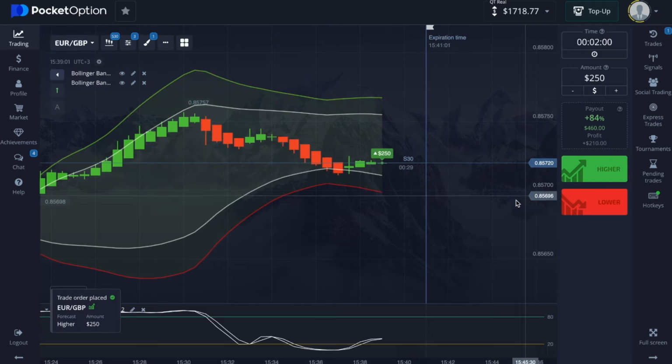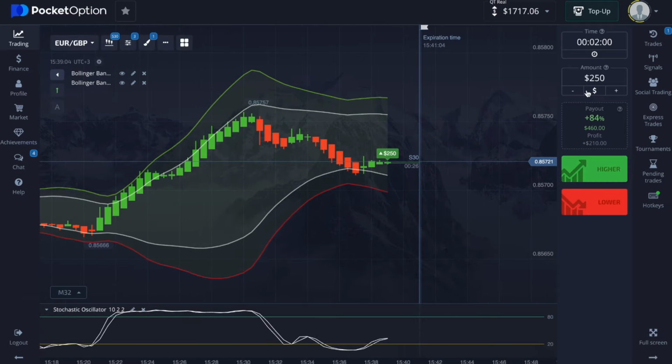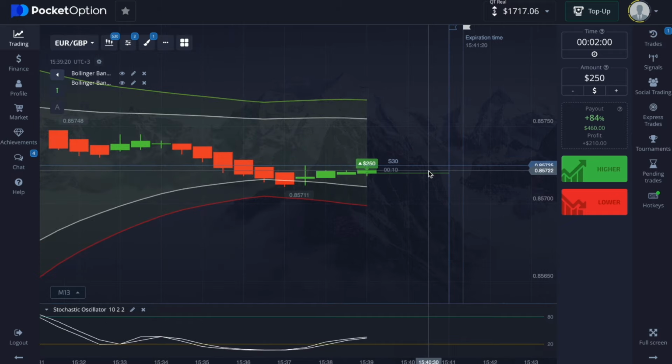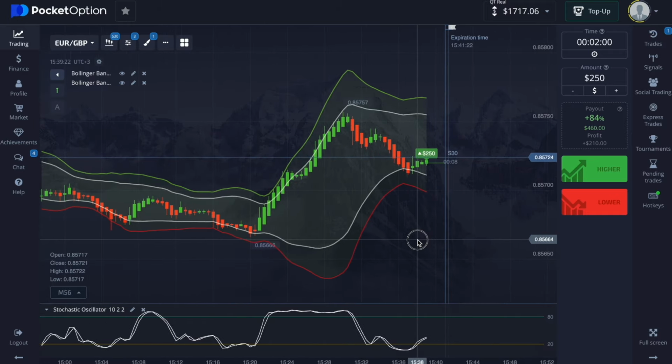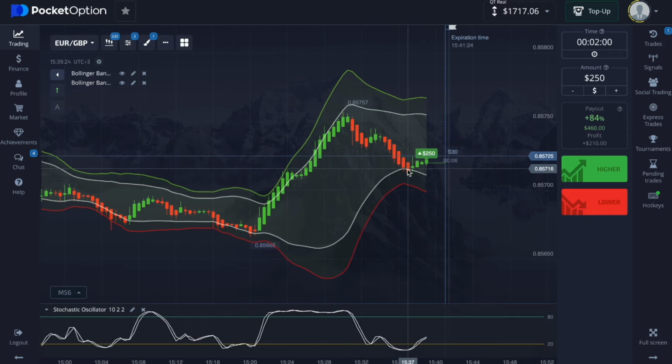On the next candle, I open an upward trade for 2 minutes with a stake of $250, with a winning payout of 84%, which amounts to $460. If all goes well, I could earn $210 by investing $250. It's worth noting that this broker consistently offers a high payout percentage for active currency pairs.